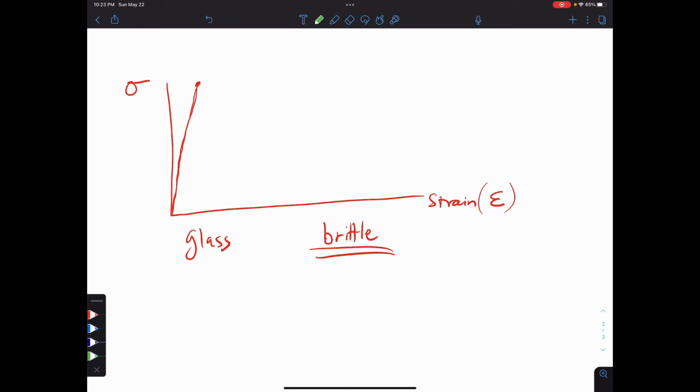Well, let's not pick clay. Let's pick rubber or something. It might look something like this. It might do this. There's no region where you get a nice straight line for some significant distance where you could say, here's the elastic region of the material. It has no elastic region, okay? So that would be something like rubber, some plastics, etc.